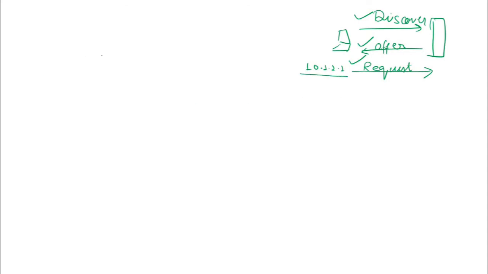So in the request, let's see the four pieces of information once again: source IP, destination IP, source MAC, and destination MAC. Does anyone have a clue what the source IP, destination IP, source MAC, and destination MAC will be in the request message? Anyone?